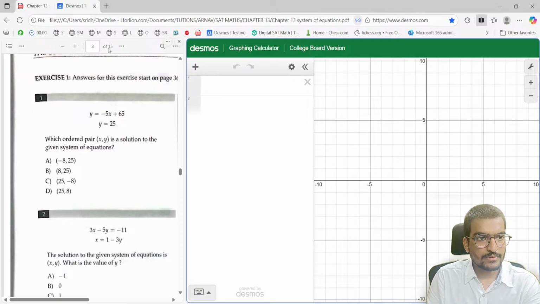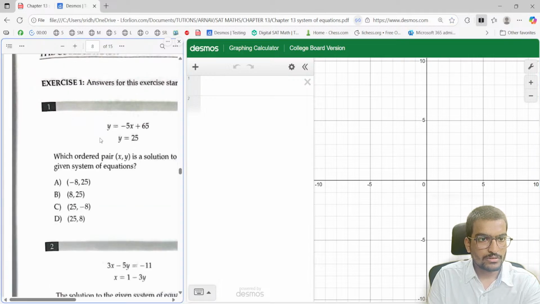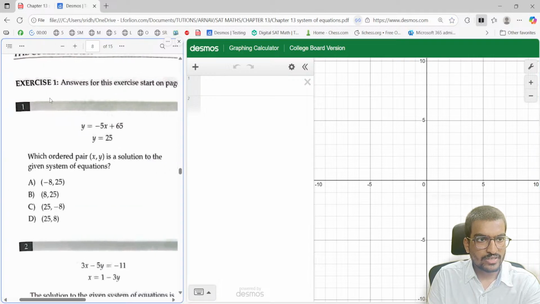Okay. So here we can see question number 1. Here they're given two equations. Which ordered pair x comma y is a solution to the given system of equations? They're asking what is the solution, which means where they meet at that point.